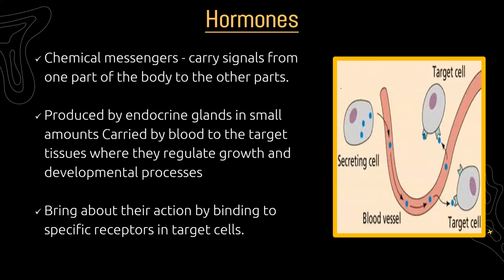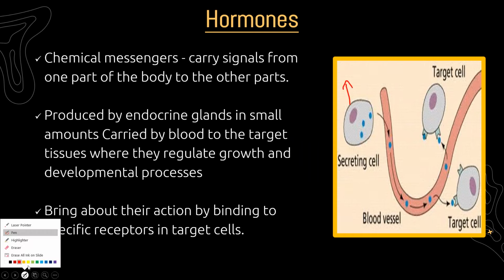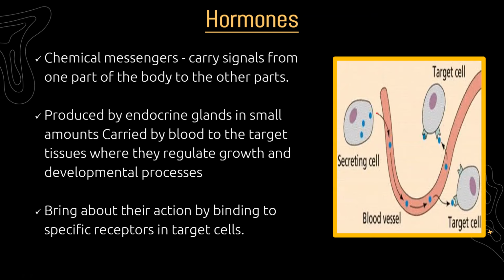Now, friends, look into this beautiful diagram. This is the secreting cell. What do I mean by the word secreting cell? The hormone releasing cell. So what the hormone releasing cell is doing is releasing the hormone. The blue colored ones are the hormone.